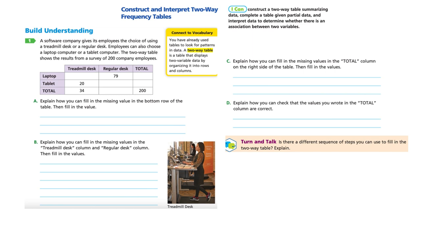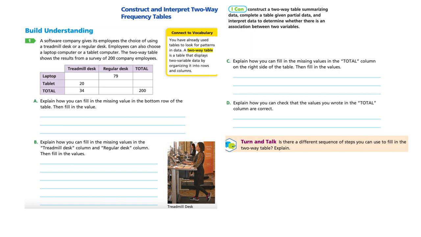So go ahead and pause the video here, work on this, and then we'll come back and do it together. All right, so hopefully you've worked on this on your own. One thing I want to mention before we get started in filling out the answers is this vocabulary. They say you've already used tables to look for patterns in data. A two-way table is a table that displays two variable data by organizing it into rows and columns. So that's what they've done here. They have two different types of data. They ask questions about two different things, and then they created this table with both data sets and the totals for everything.